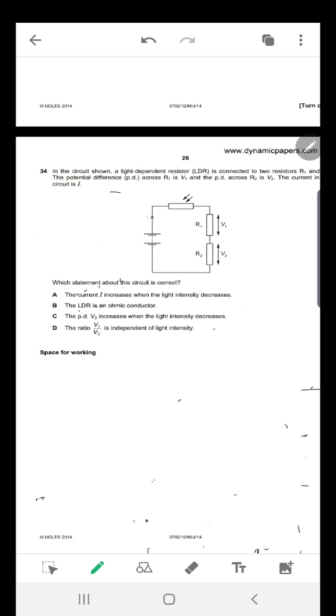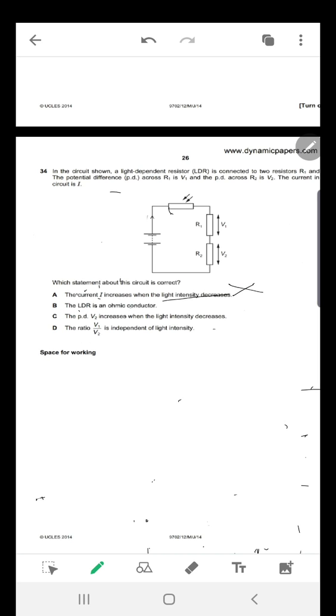Now let's see. The resistance of an LDR decreases as the light increases. If the resistance of an LDR decreases, it means that the light intensity is more. So if my resistance is decreasing, my current should increase. So this is a wrong statement. They are saying that when your light intensity decreases... No. If my light intensity decreases, my resistance will increase, and thus my current should decrease. So this is a wrong statement.